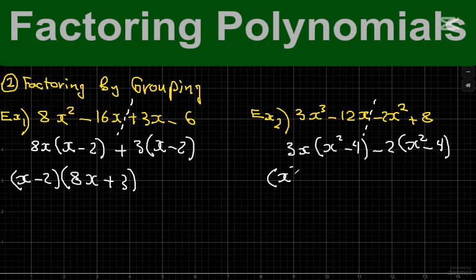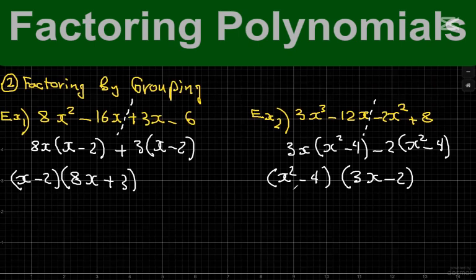So we put it out as the greatest common factor. And if anybody doesn't understand what that means, if you look at this, we have two terms. We have this term right here and this term right there. And both of them have x squared minus 4 in them. So that's why I could take that out as the greatest common factor. And I'm left with 3x minus 2 in the other bracket.